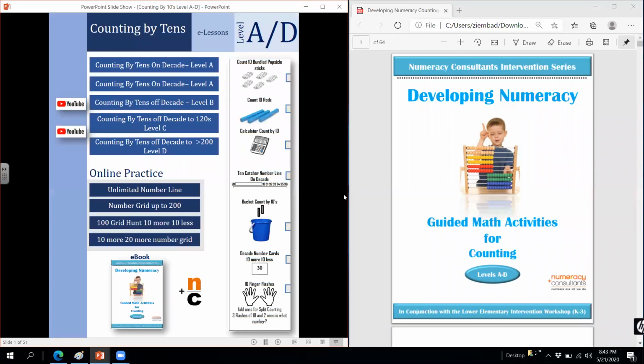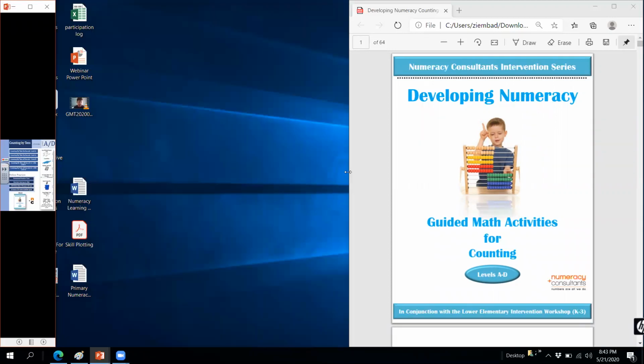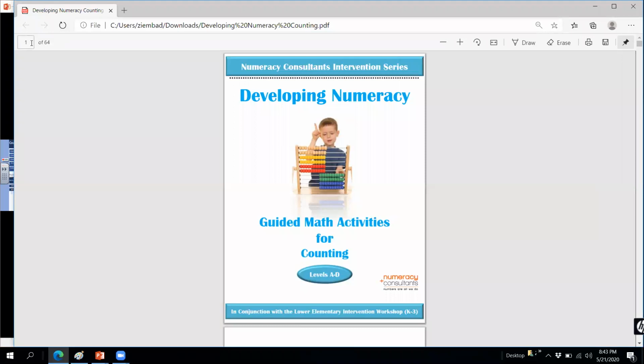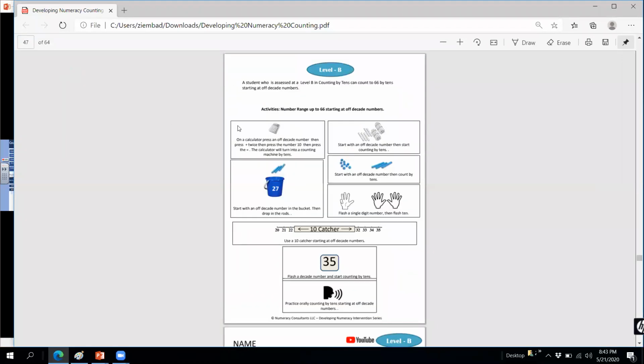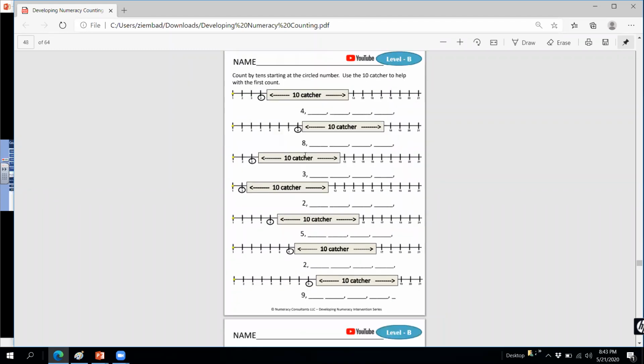And now we're going to focus in on the e-book. This would be their practice piece, and there are a lot of ways you can push this out for them. We'll go to level B, and this explains the activities that you can do with them to teach them to count by tens off decade. And then it starts off with the 10 catcher, okay?